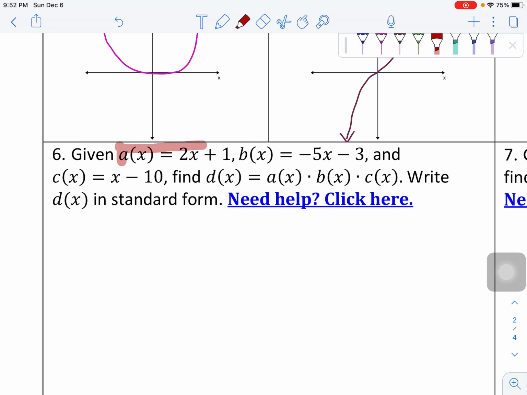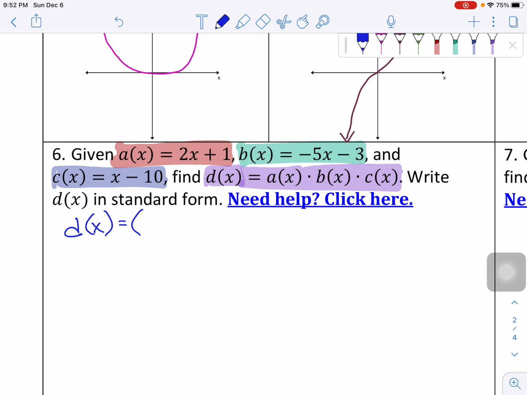Okay. So let's see about problem number 6 here. All right, we are given a of x is equal to this expression. We're given b of x is equal to this expression. And c of x is equal to this little expression right here. And we are asked to find d of x, which, if we look at what d of x is equal to, it's a of x times b of x times c of x. So this is just the product of our expressions, okay? And so don't get too weirded out about it.